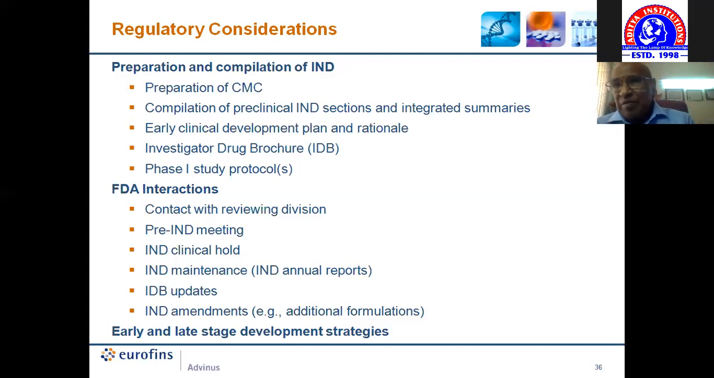And always have a pre-IND meeting with an agency. It's not very common in India. You usually go one-on-one with some scientists. But in the United States and EMA, Europe, it's very common to have a pre-IND meeting. Then when we submit the IND, we should maintain annual reports. IB stands for investigator brochure for the clinicians, and IND amendments as required. Next slide, please.